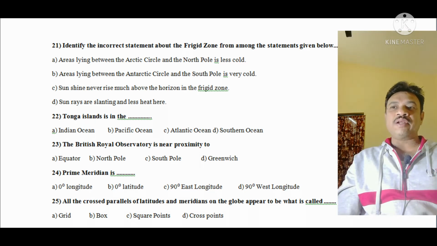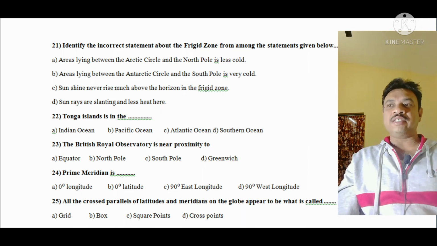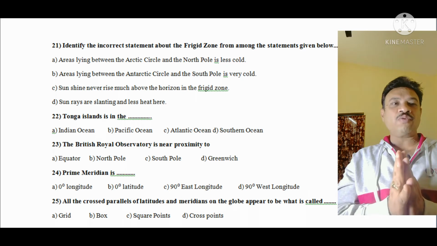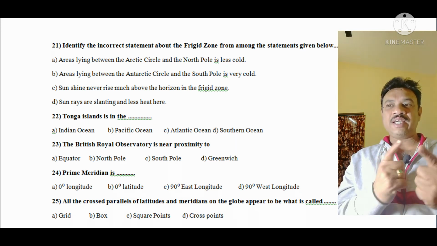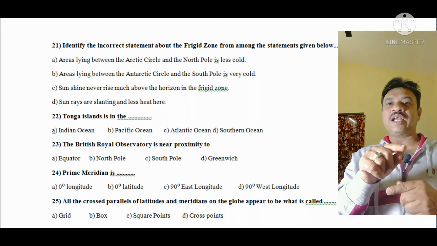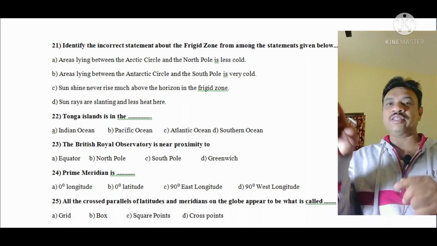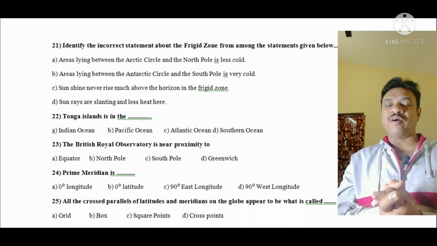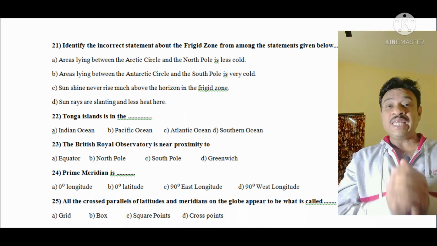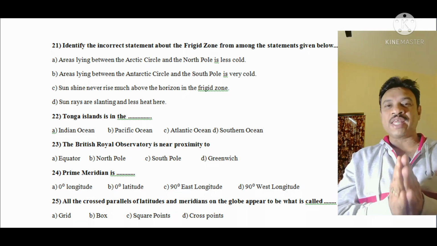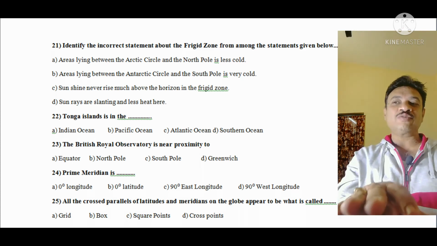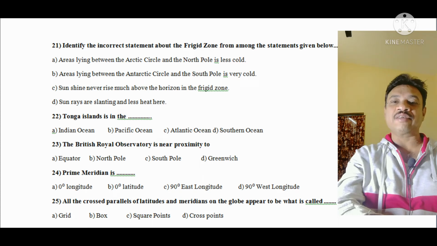Question number 25. All the crossed parallels of latitudes and meridians on the globe appear to be what we can call dash, whether it is a grid, box, square points, or cross points. When the longitudes and latitudes are crossing each other, box-like shapes will be found. In your map you can find, or in the globe also you can observe keenly, so that you can find it. That is what we can call a grid. So your answer should go with A. Box, square points and cross points are wrong options here.